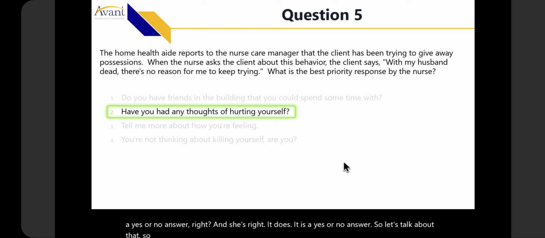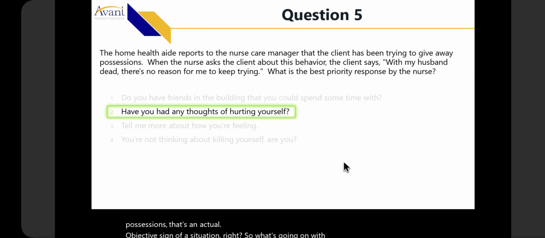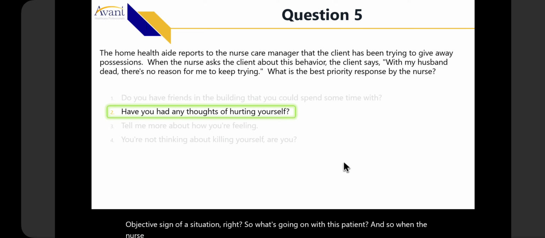So giving away possessions, right? When people just suddenly start giving away possessions, that's an actual objective sign of a situation, right? So what's going on with this patient? And when the nurse asks the patient about this behavior, the client says, with my husband dead, there is no reason for me to keep trying. What do we think is going on?